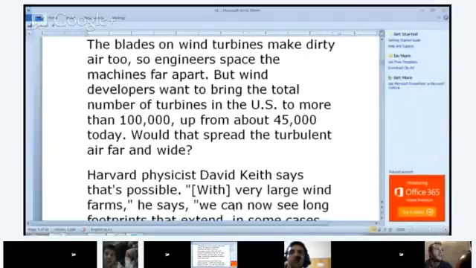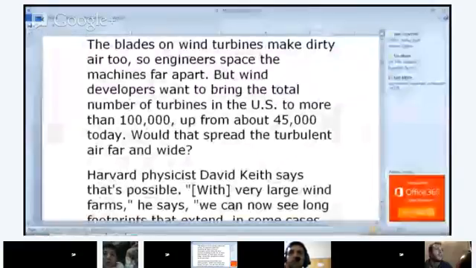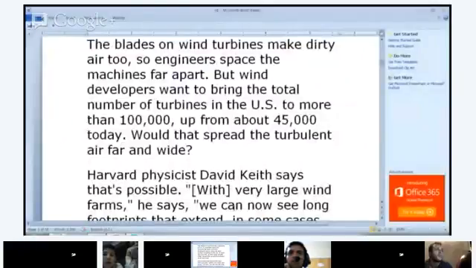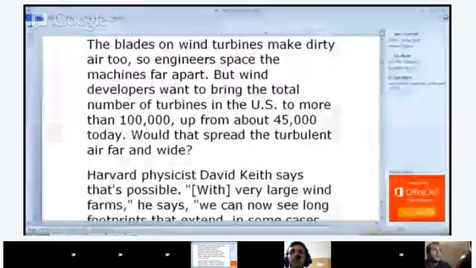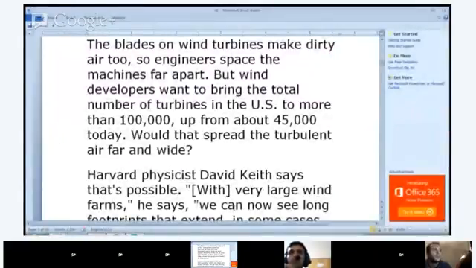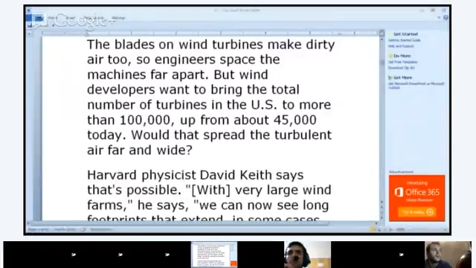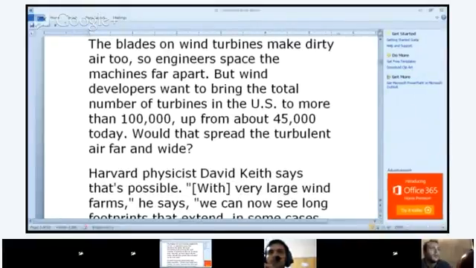The blades on wind turbines make their own dirty air too. So engineers space the machines far apart, but when developers want to bring the total number of turbines in the U.S. to more than 200,000, up from about 45,000 today, would that spread the turbine air far and wide? Mm-hmm. Please continue.